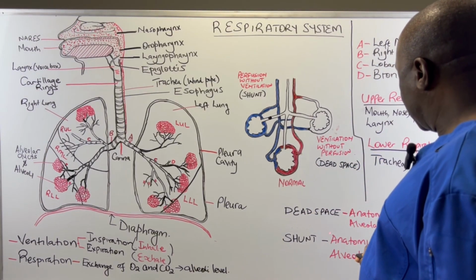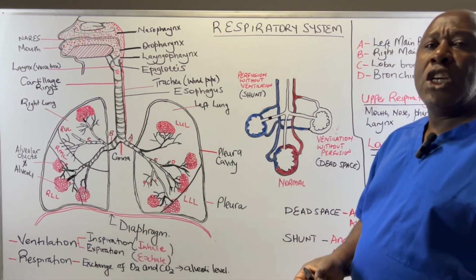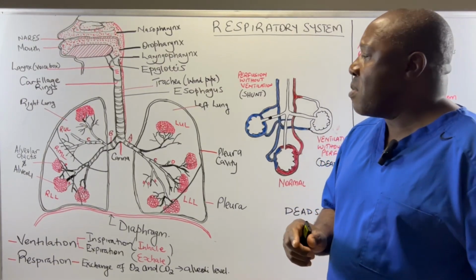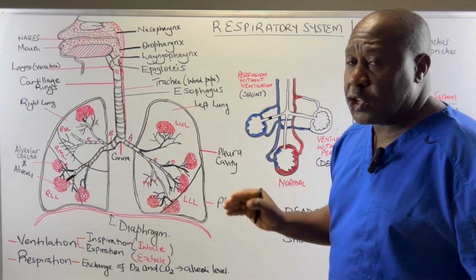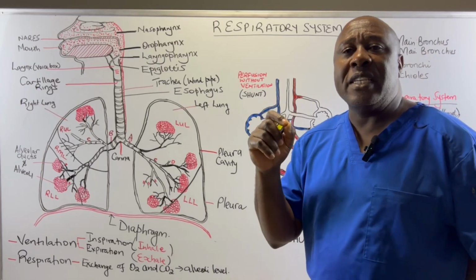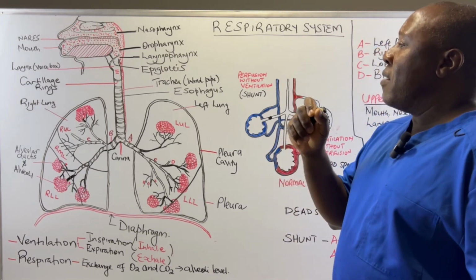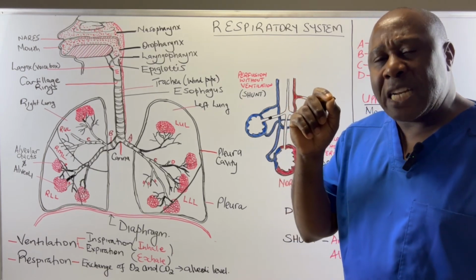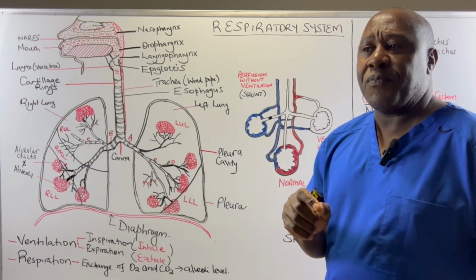Now, apart from dead space, we also have a shunt. A shunt refers to blood which is not participating in gas exchange. Remember, we have just said that with dead space, it is the tracheobronchial tree which does not participate in gas exchange. But with a shunt, it is blood which is not participating in gas exchange. Now, we have got two types of shunts. One, we have the anatomical shunt, and two, we have the alveolar shunt.